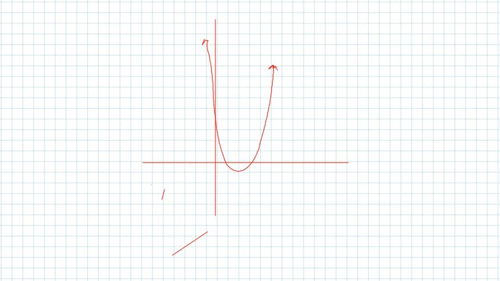This is a parabola shape. It's a very bad drawing, but that's the best I can do. Actually, let me draw another one because I really don't like this one. Anyway, so the characteristics of a parabola, number 1, is that it's symmetrical.